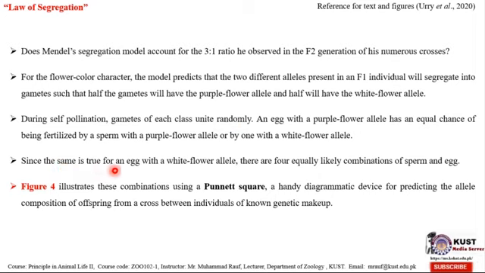Since the same is true for an egg with a white flower allele, there are 4 equally likely combinations of sperm and egg. So these 4 combinations can be homozygous dominant, heterozygous dominant, and homozygous recessive. The heterozygous dominant can appear in two forms: when the dominant allele is shared by sperm and the recessive is shared by egg, or when the dominant is shared by egg and the recessive is shared by sperm. So in this way we have four combinations.